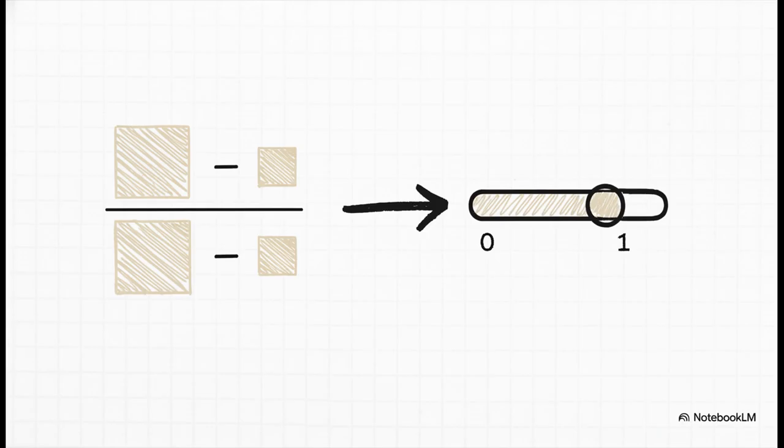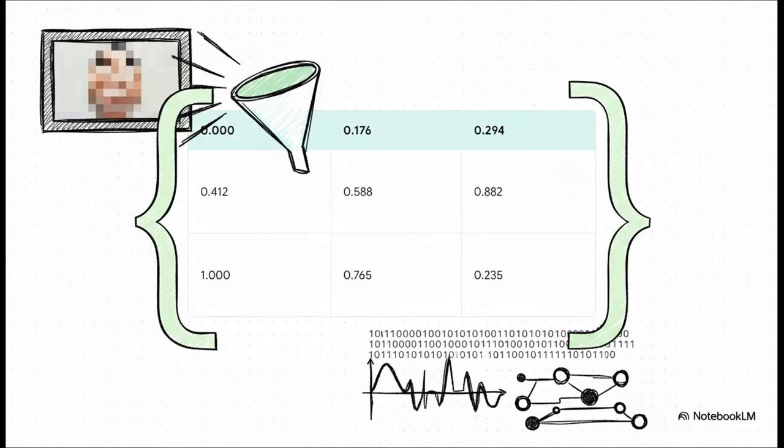The formula is actually pretty intuitive. For any given pixel, you just subtract the minimum value from the whole image and then divide by the total range. And voila, here's the result. Our original grid is completely transformed. The smallest value, 50, is now 0, the largest value, 220, is now 1, and everything else is just a decimal somewhere in between.